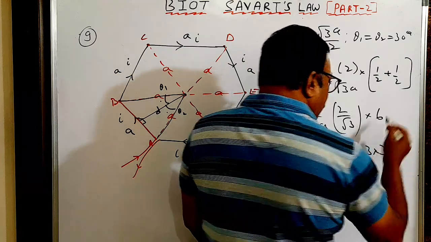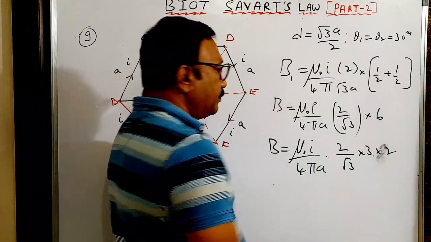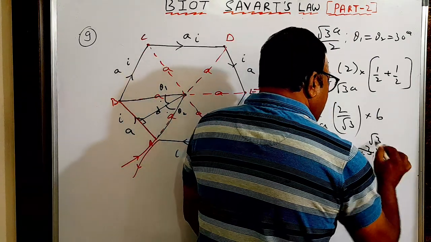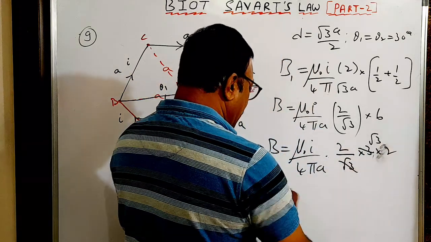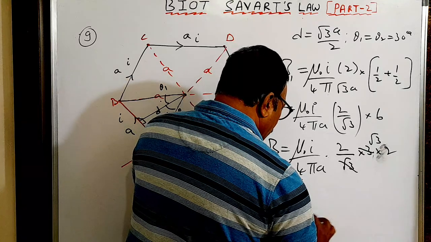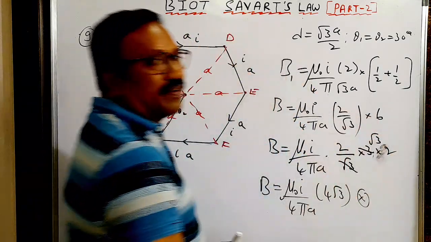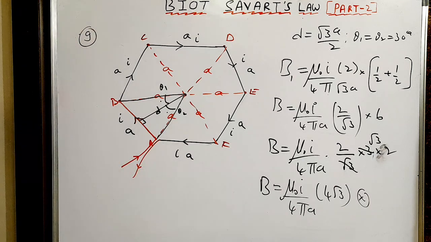Let me write, 3 into 3 2s are 6, no? Yeah. Root 3 will go root 3 times. 2 2s are 4, root 3 I will get. So the magnetic field is mu naught I by 4 pi a into 4 root 3, that too inward field. So that is the total field. Take down.